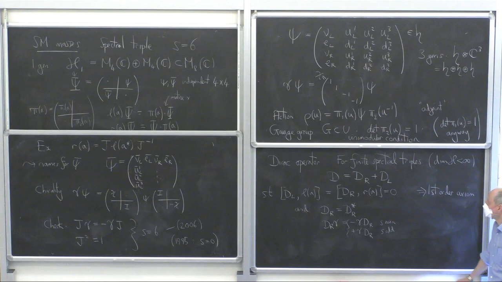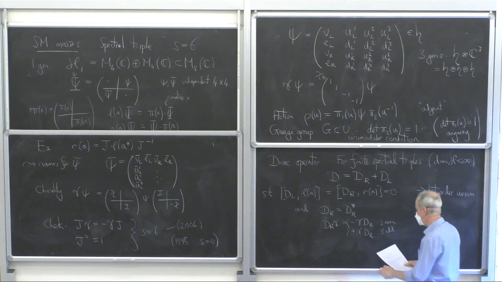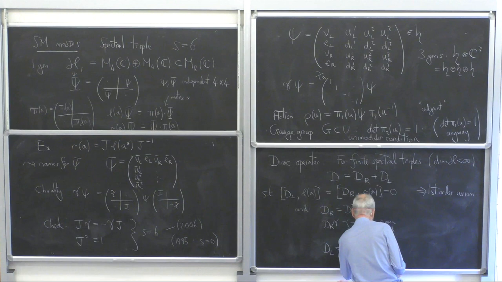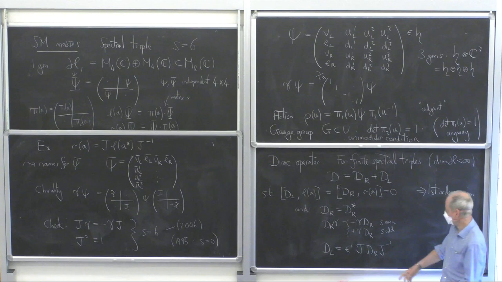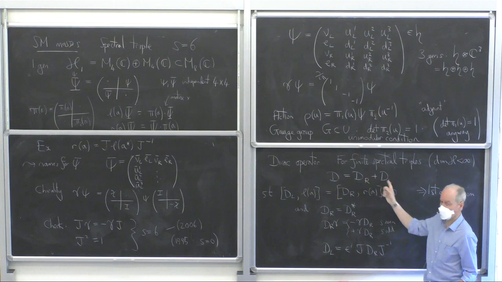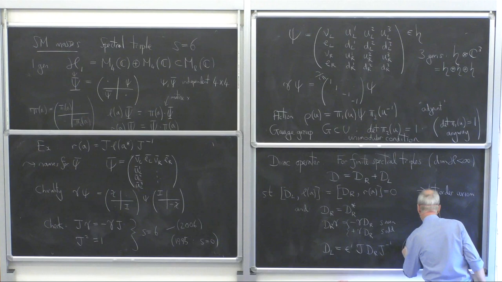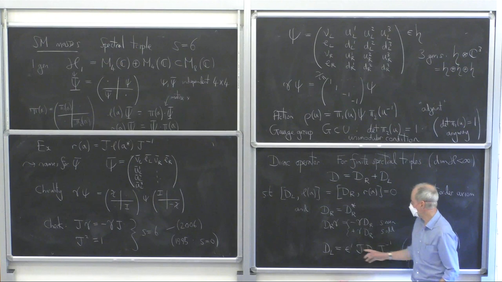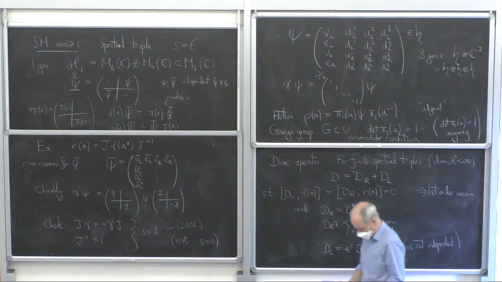Yes, there is another condition. The left piece is just obtained by flipping left to right. Conjugation with J and J inverse flips left to right, so it just interchanges these two pieces. So they're not independent. And because of this, D left satisfies these conditions as well. So all you have to do is construct one of them, and then the other piece comes for free.